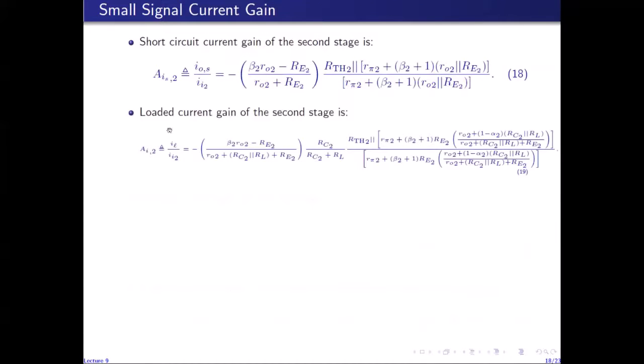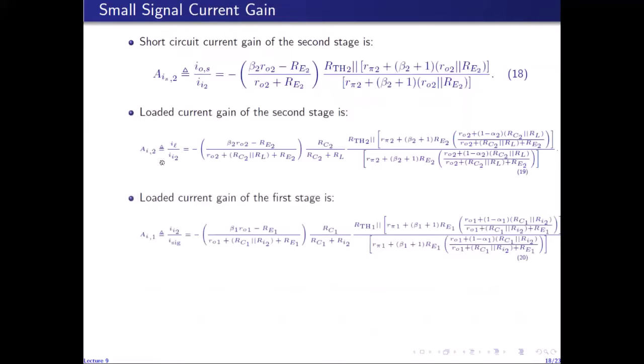And then the overall loaded current gain of the second stage is given by plugging the load back in, finding the load current, and then taking its ratio with the input current of the second stage. Again, we have previously derived this expression for the common emitter amplifier without bypass capacitor. So we directly use that expression to find the loaded current gain of the second stage.